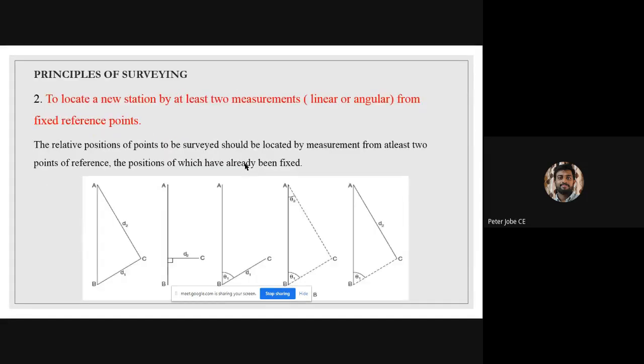So what's the next principle, Basim? Sir, it is fixed reference points. What if you need to locate a new point somewhere? How many minimum dimensions do you take?